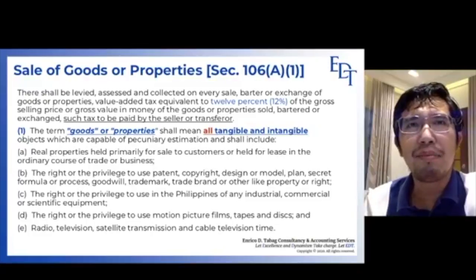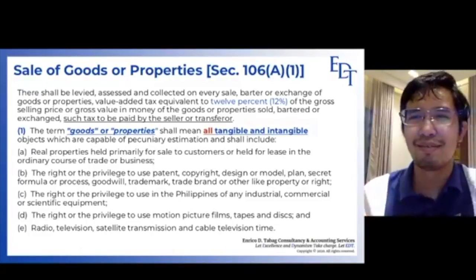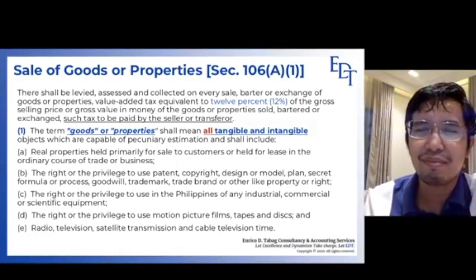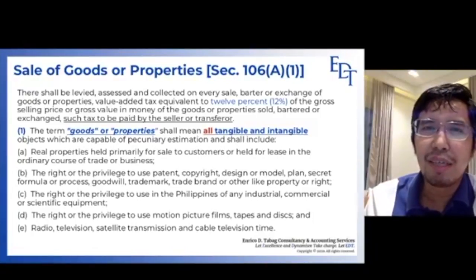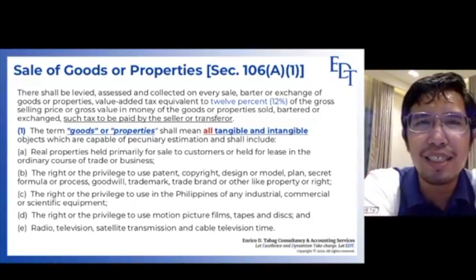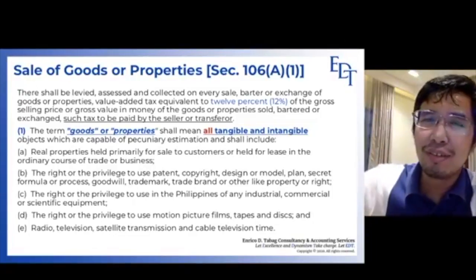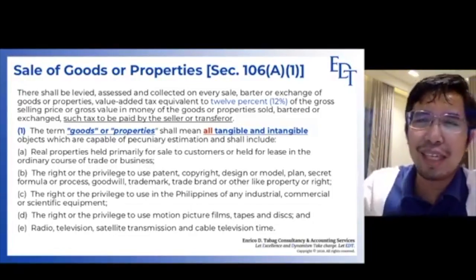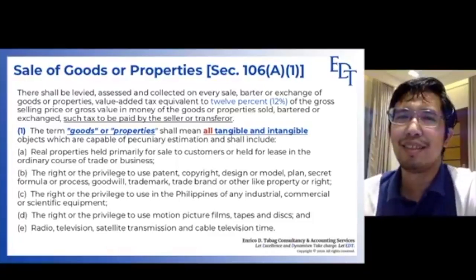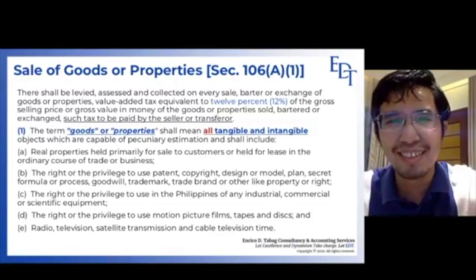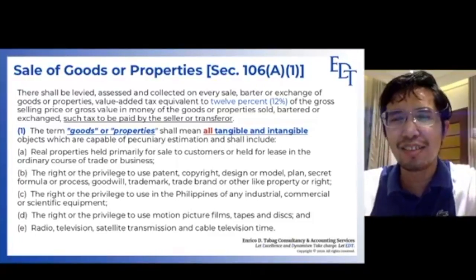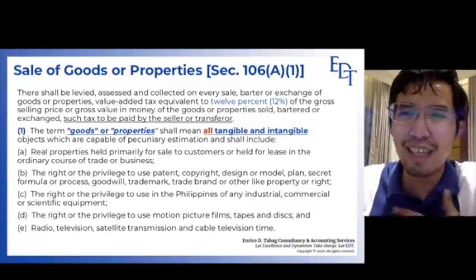Pwede mong isingit dyan halimbawa, ikaw si Jollibee. Maliban sa pag-ooperate natural ng mga Jollibee stores mo, outlets, syempre you allow third parties, di ba, mga franchises to operate. So, halimbawa, nag-franchise ako sa'yo. Ikaw si Jollibee, ako si Tabag, nag-franchise sa'yo. Kunwari, Ritz ako, kunwari lang.